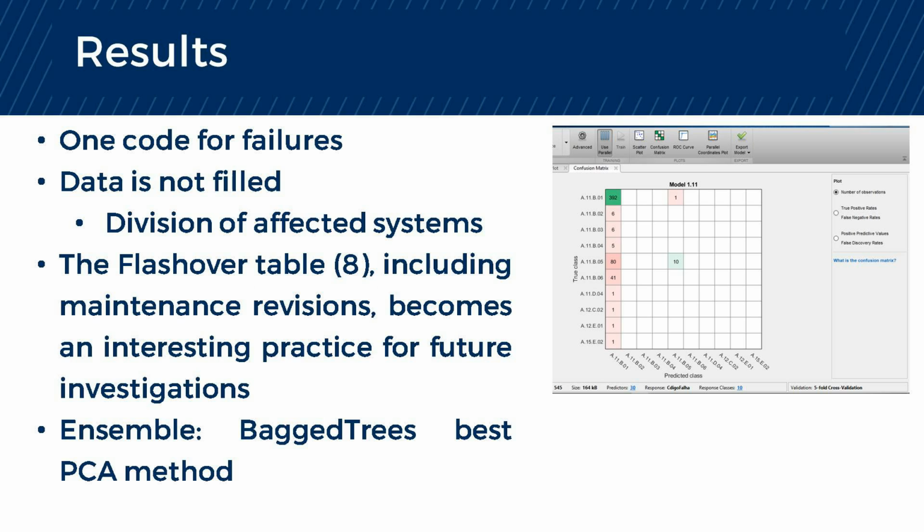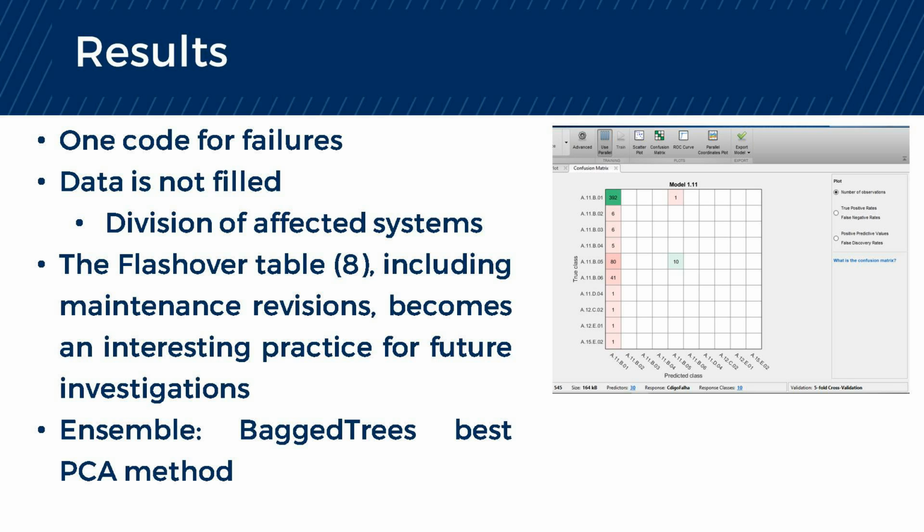Another result from this work is the use of only one code for traction failures, defined by analyzing the confusion matrix. Data not filled has a lot of NaN values. It has influence in the analysis. Systems and subsystem divisions demonstrate the value of the proposed tables for the use of neural networks. The flashover table number 8, including the maintenance revisions for trains and dividing it into systems, becomes an interesting practice for future investigations.